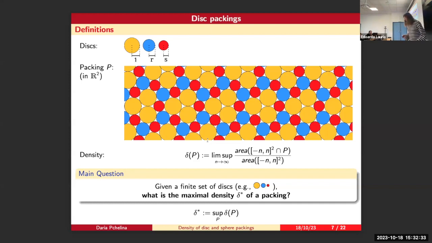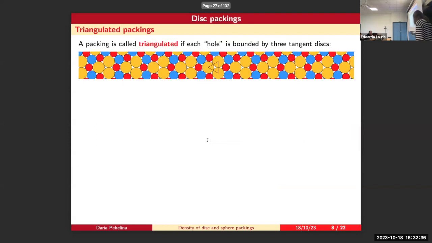Now we're looking for optimal packings, and that's why we are interested in a class of triangulated packings. A packing is called triangulated if each hole in this packing is formed by three pairwise tangent disks, like here. We tend to think that these packings are good candidates to maximize the density because they just look compact. Moreover, locally around each disk, they are the best: everybody is tangent to everybody. It's really cool.